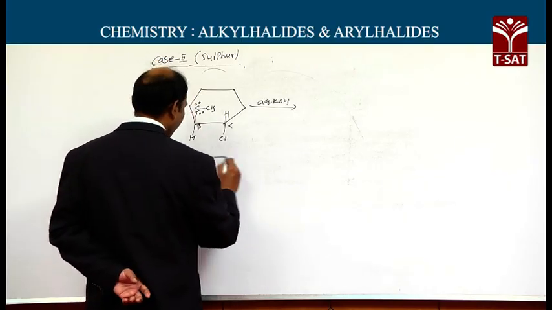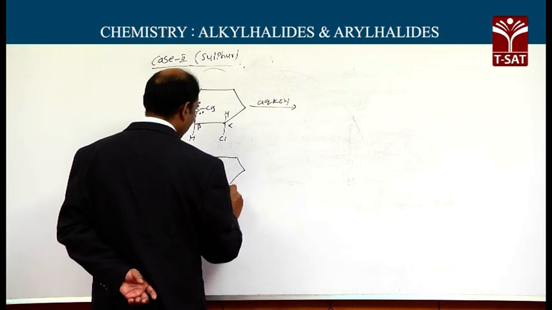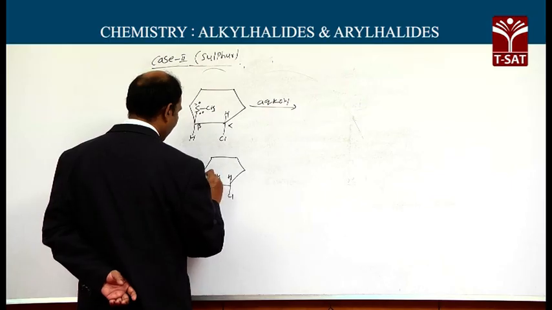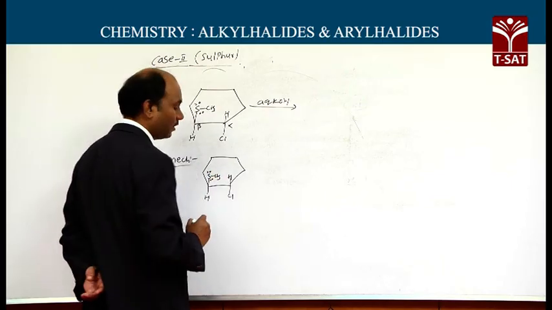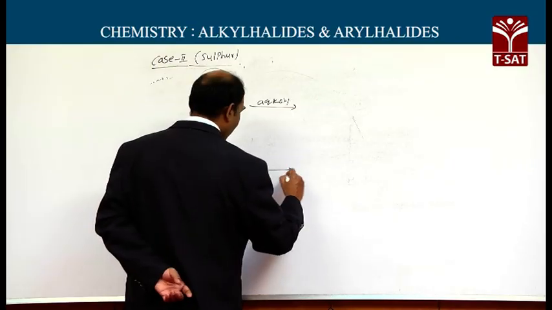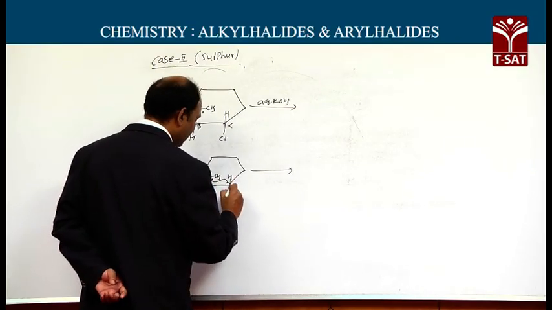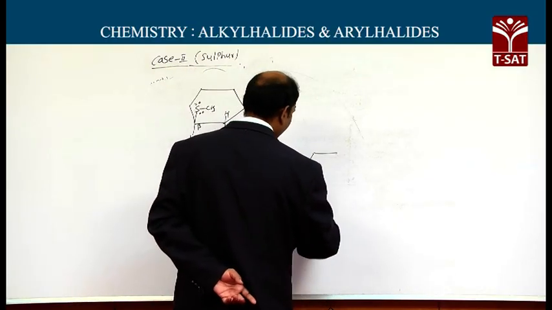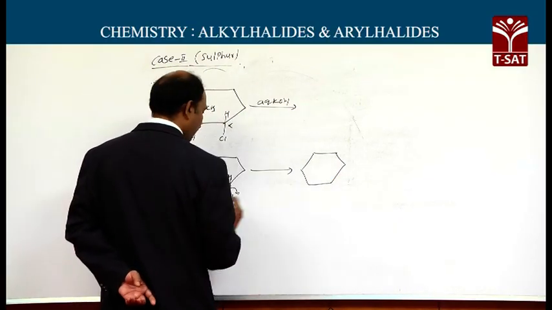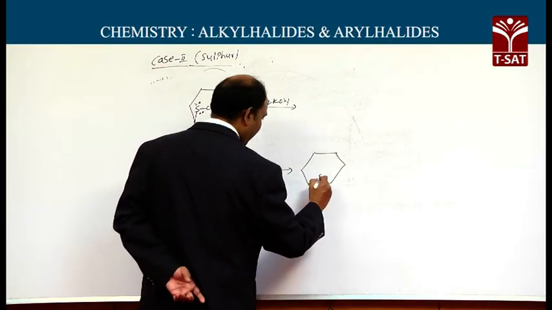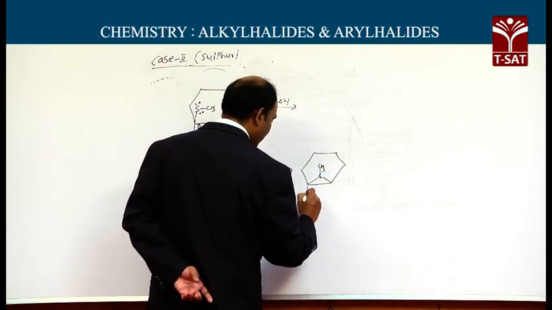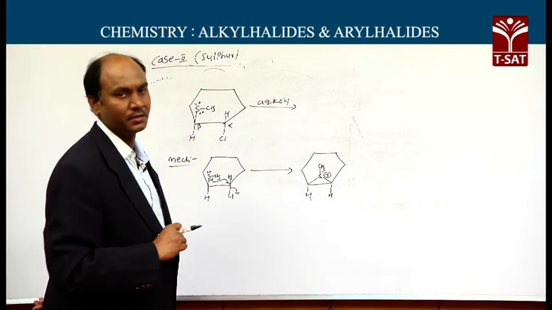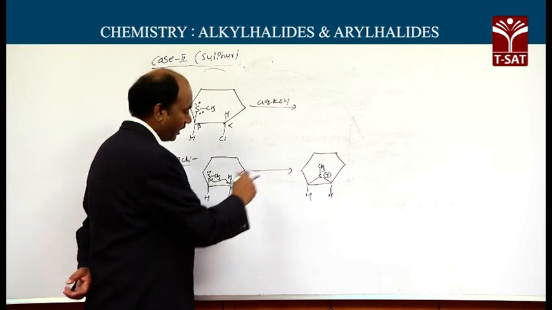So what happens in this one? Here we have H, Cl, SCH3, sulfur having a lone pair, and hydrogen. So this sulfur internally attacks, loss of Cl minus takes place. So this is a neighboring group participation. Here sulfur CH3, here H. Here sulfur is having which charge? Positive charge. Now sulfur got a positive charge. A cyclic three-membered ring is formed.